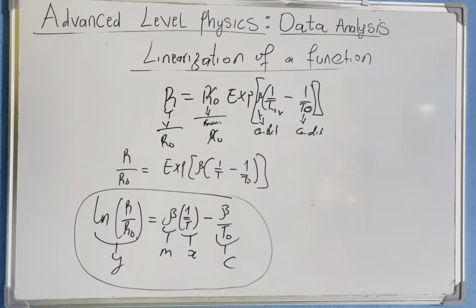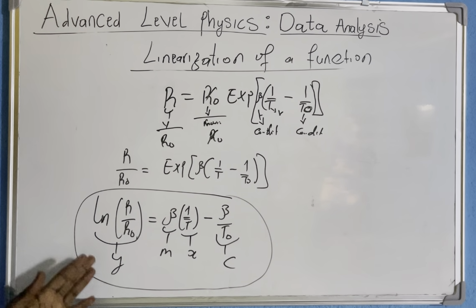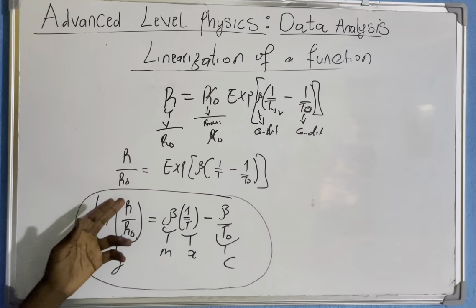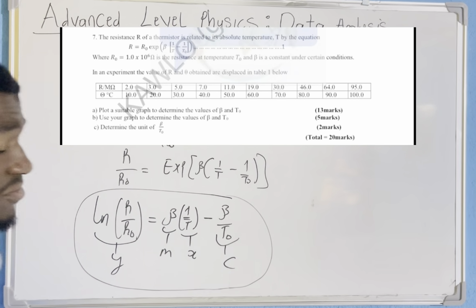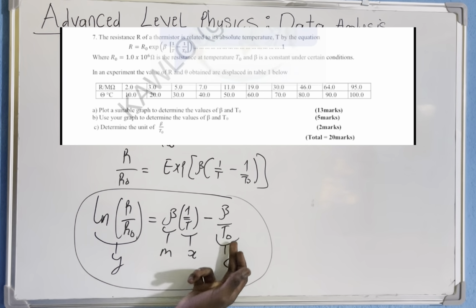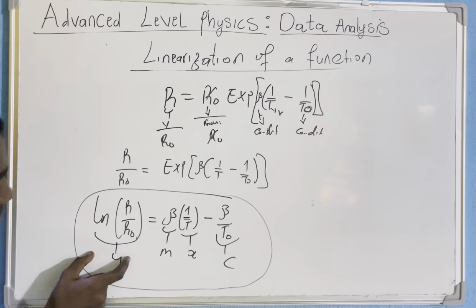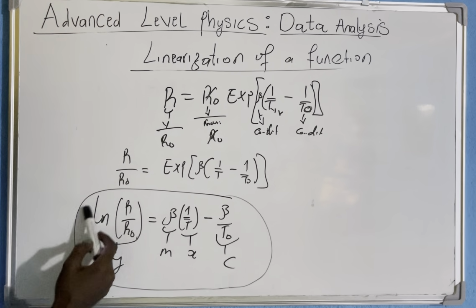Okay, so it means that when I draw a graph of y, ln of R all over R0, against 1 over T, it will give us a straight line where our gradient is beta and our y-intercept is negative beta all over T0. Now I'm saying here, determine the unit of beta all over T0. Simple as that. The unit of beta all over T0 should be the unit of the y term.